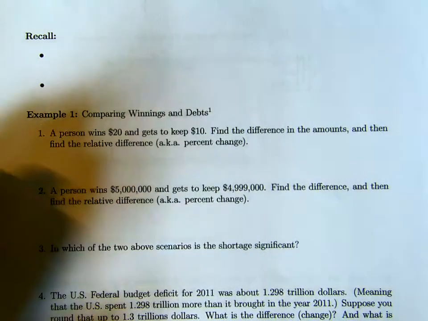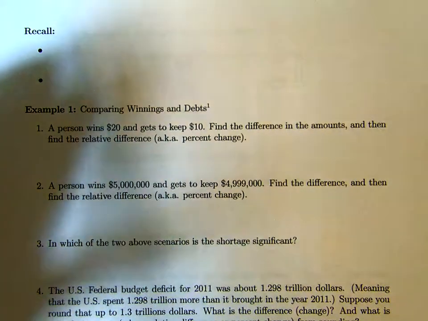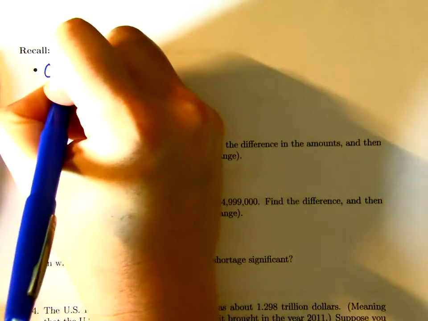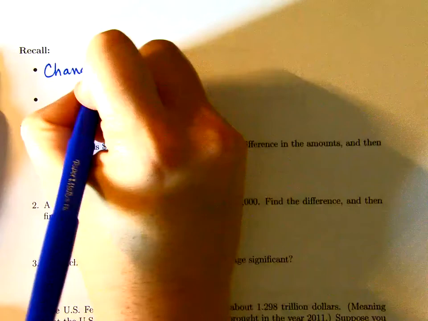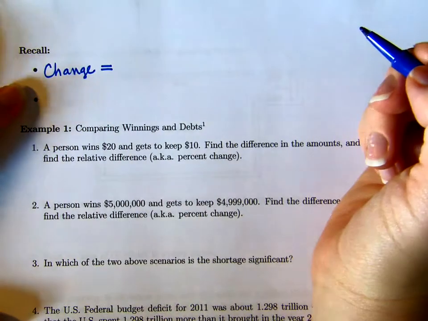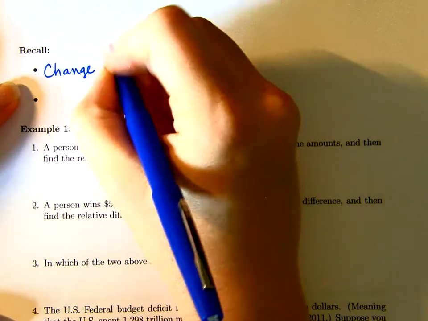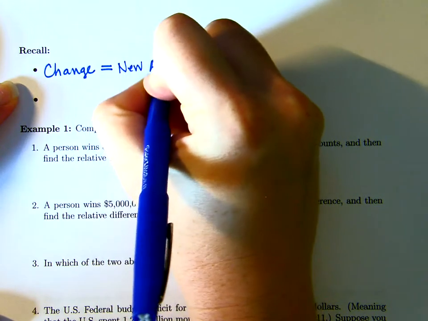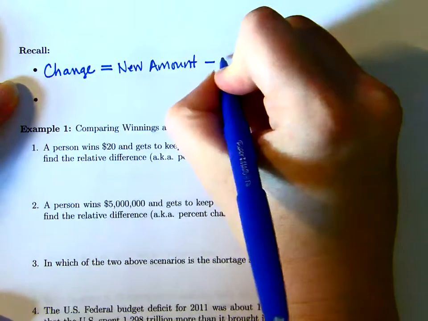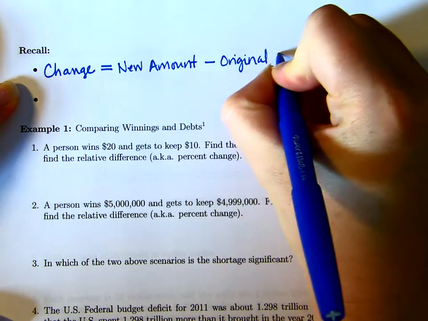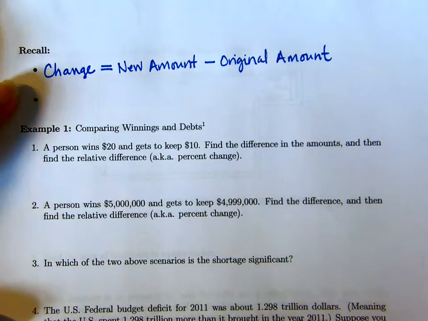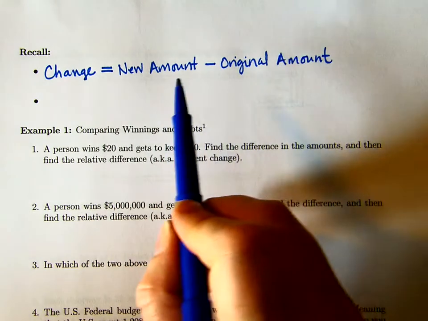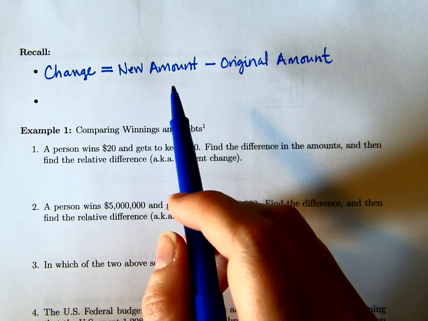Okay, a couple of recalls. Or maybe you're thinking that this is the first time you've seen it, but nonetheless, recall. Change is the new amount minus the original amount. I think I might have put this in the percent section, and the signed number section too, because I remember telling you that if you switch the order of these, it will definitely have a different sign.